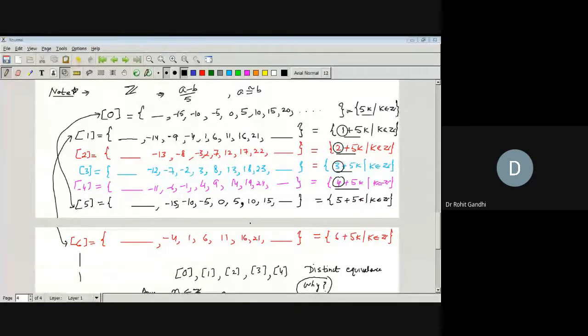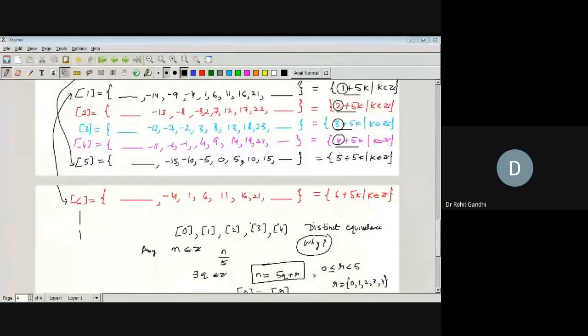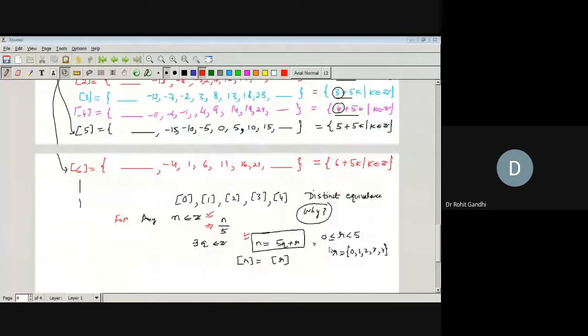Why is it so? What we have seen is that if we take any integer, I'm drawing with red pens, and divide it by 5, then the division algorithm says that it can be written as 5q plus r. There exists some integer q such that n is equal to 5q plus r. What is r? r is the remainder, and we know that remainders lie between 0 and 5.